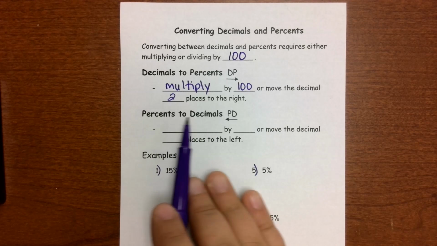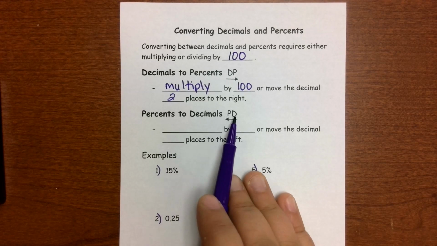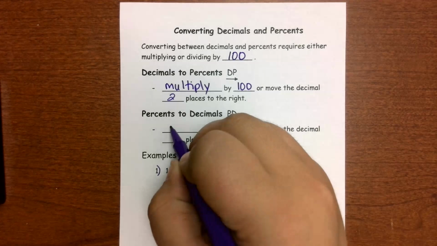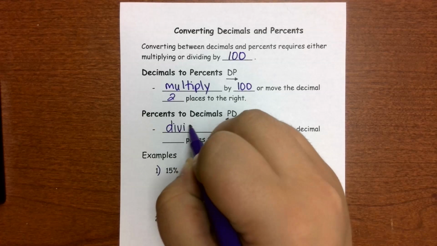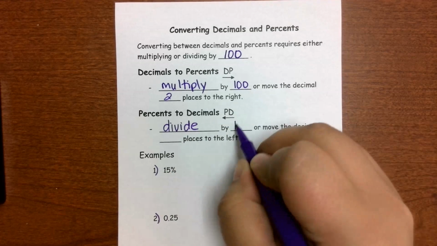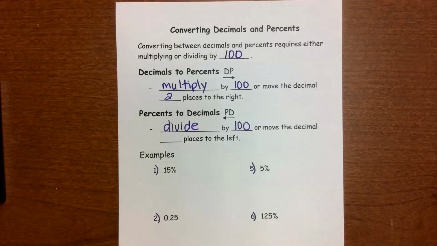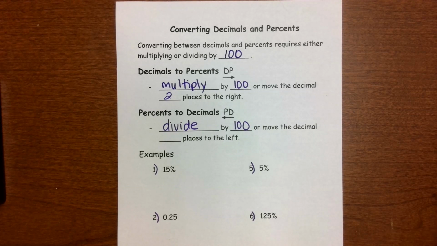To convert a percent into a decimal, I call that PD. We're going to divide by 100, or we're going to move the decimal 2 places to the left.